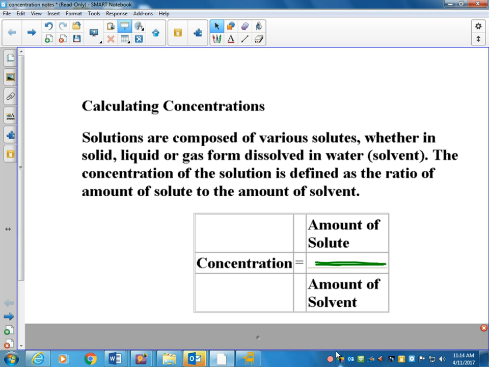Calculate concentrations, because we're going to need to know how to calculate and use concentrations in our equilibrium formula, or our KEQ formula. You have probably heard concentrations used before. Lots of times they'll say so many grams per liter, or moles per liter, or moles per milliliter. You've also probably heard of parts per million, parts per billion. Most often in chemistry, we're using moles per liter. But basically, concentration is the amount of solute divided by your amount of solvent.